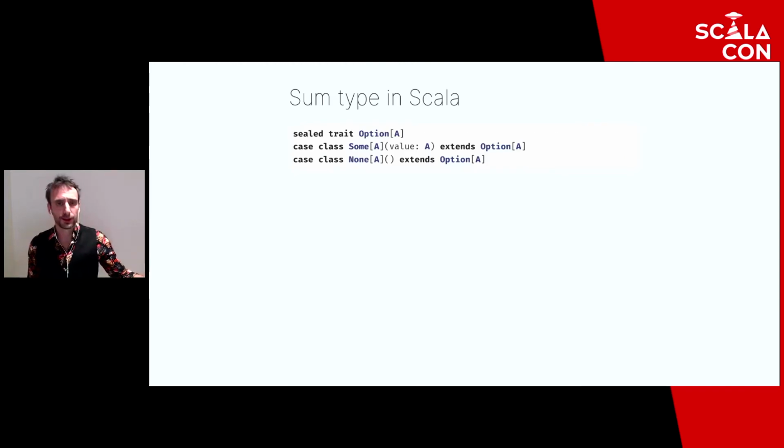Because look at this type. You're probably already familiar with it, Option. Most of us are likely to have used it at some point. Well, it is a sum type, isn't it? It's a sealed trait with two branches, Some and None.